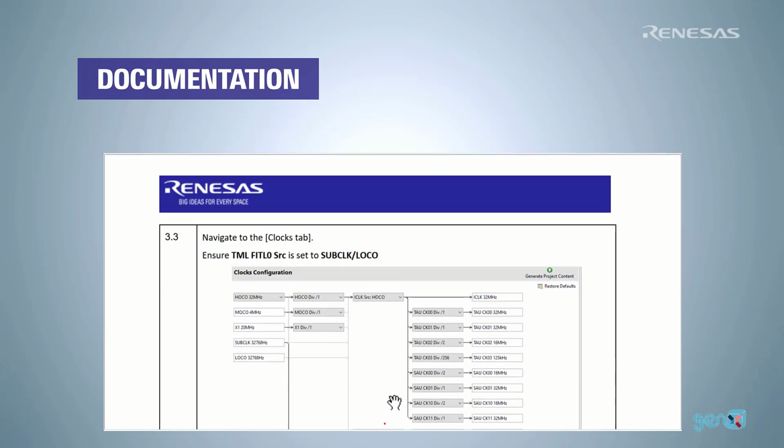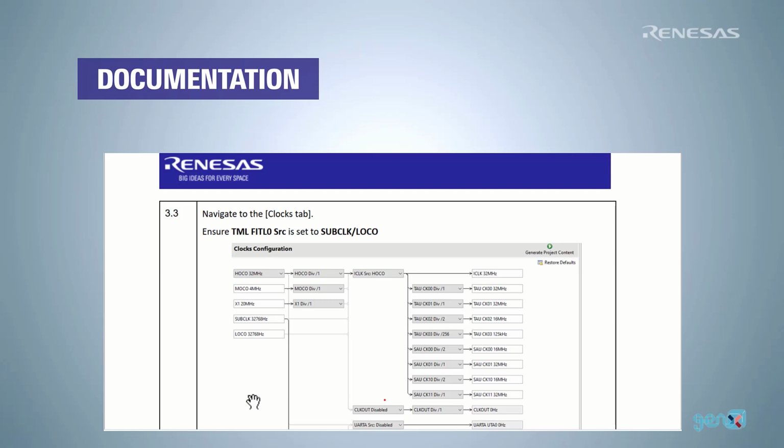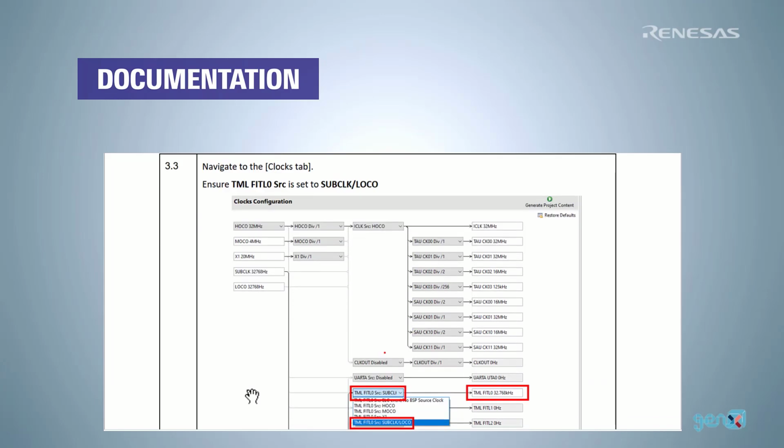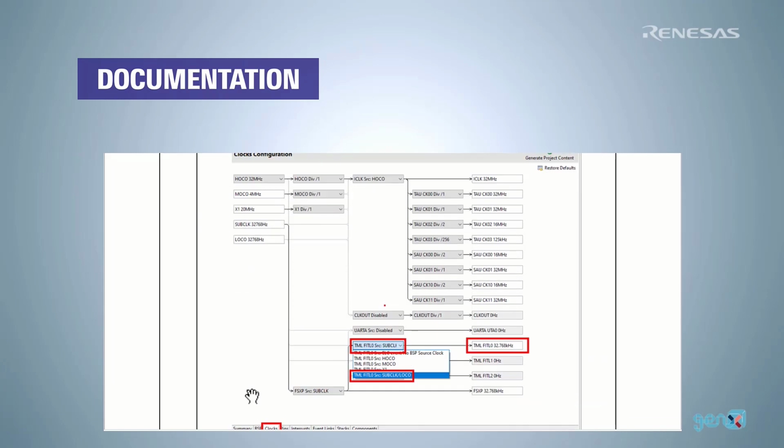In section 3.3, this document explains why we need to select subclock or LOCO option for TML-FITL0 source. This setting will supply a clock signal to TML 32-bit low power timer.